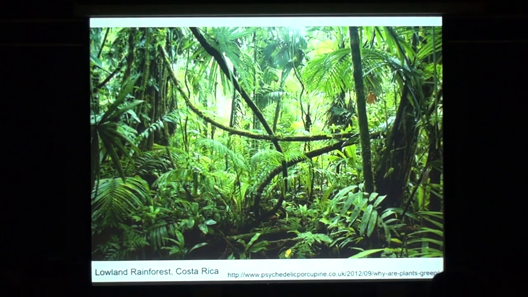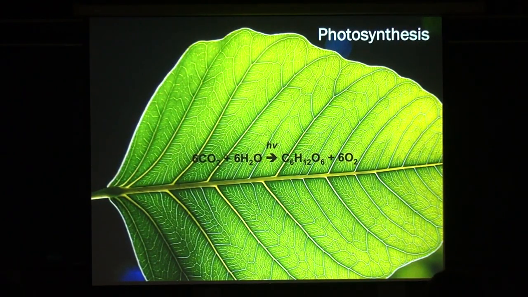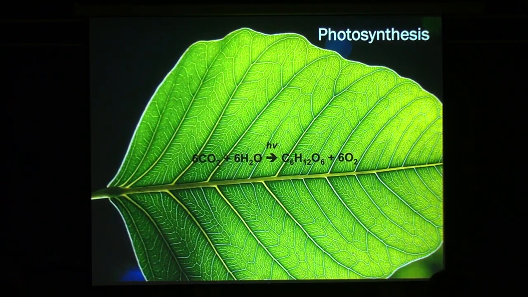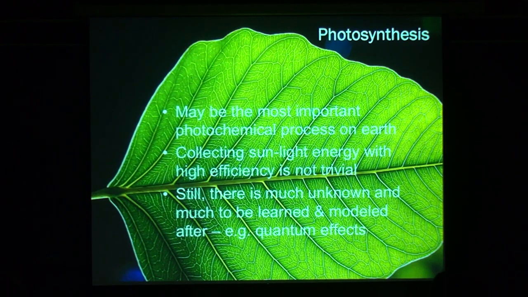Now, think about this. This is a picture of a jungle. And when you look at this, you imagine a very noisy environment, lots of various life thriving in this place. And all of it is due to a very important process on Earth, that's photosynthesis. Photosynthetic systems, such as the plants you just see in the jungle, produce oxygen and chemical energy for all sorts of life forms that basically sustains every life form on Earth. Okay. I would say this is probably the most important photochemical process on Earth. And collecting sunlight energy with high efficiency is not trivial at all.